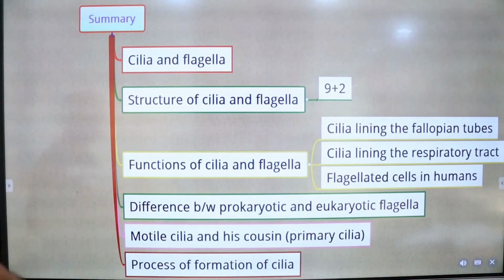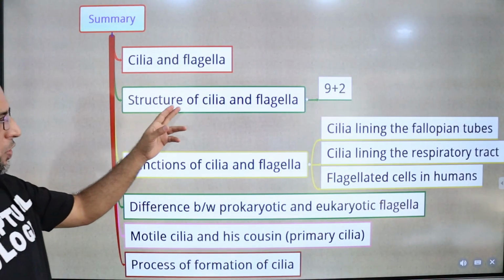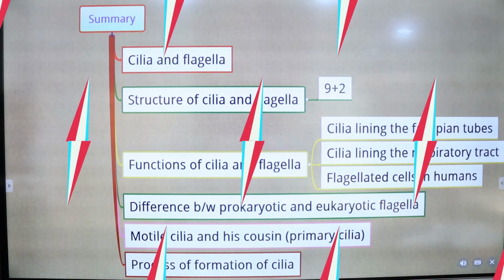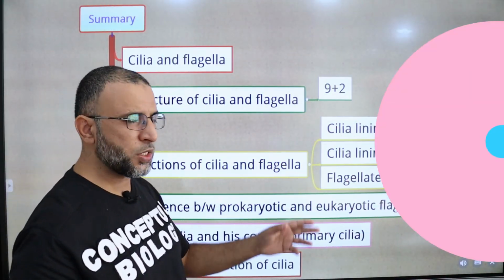To sum up, cilia and flagella. So cytoskeleton like microtubules make up two types of cellular appendages important for motion. They are called cilia and flagella. Structure of cilia and flagella. Each cilium or flagellum has a 9+2 arrangement, which is a fundamental component of eukaryotic cells. Functions of cilia and flagella.